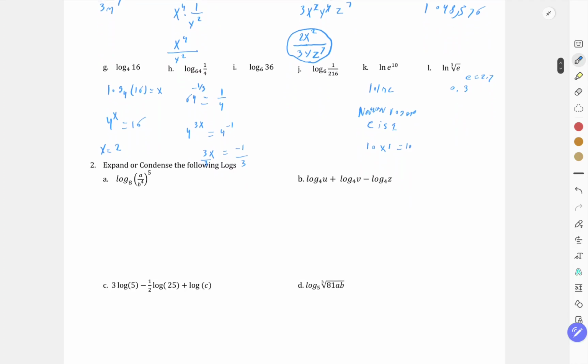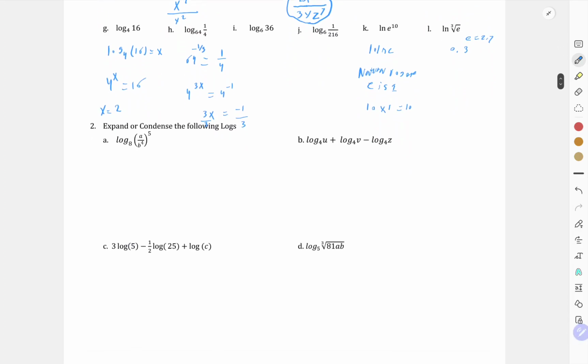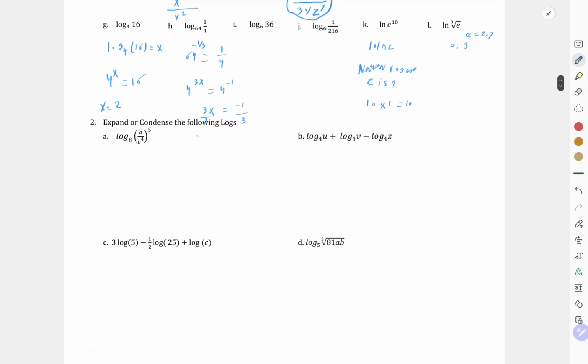Alright. Going on to condensing and expanding. This is actually what I know. For this one, this is expanding because it's in a condensed form. And how you can tell is that this thing is an expanded version and this thing is a compressed version.